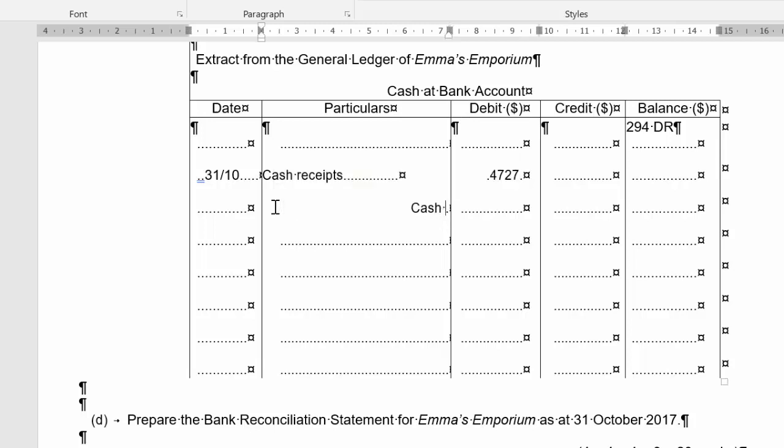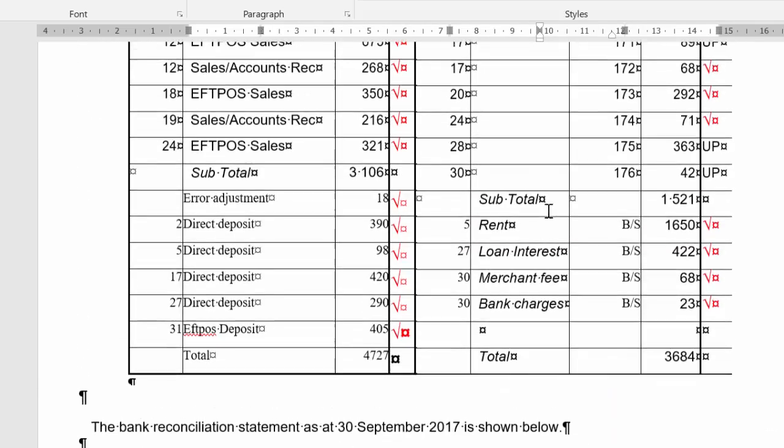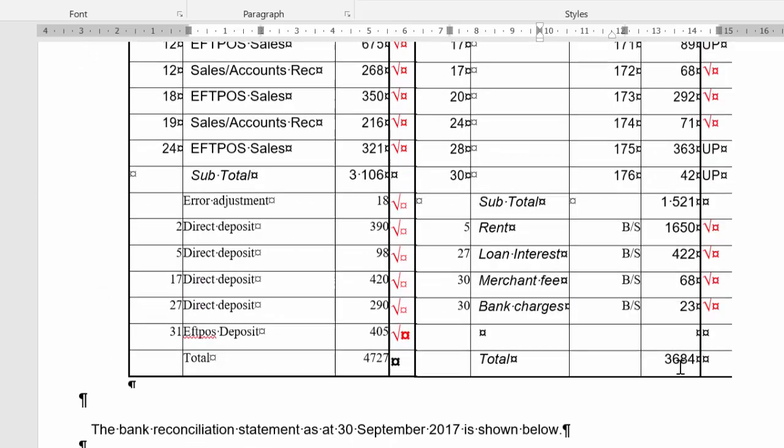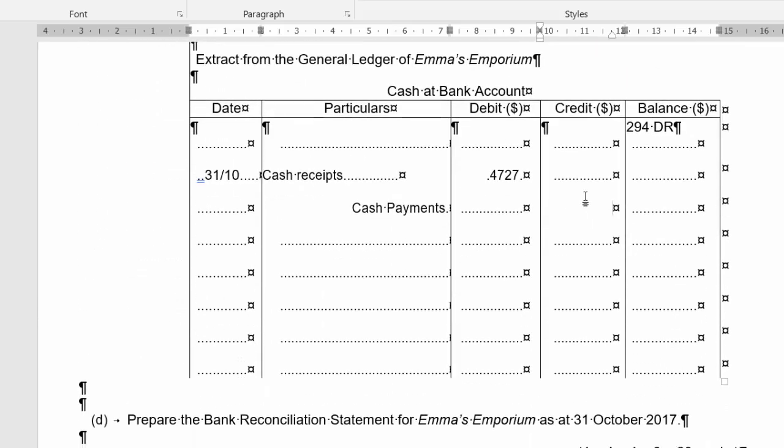And the cash payments is in here. That appears as a credit. Again, I must refer back to up here, and we'll find the total is 3684. So let's put that in. 3684. So I'm going to come up with a new balance here, so I'll put that in. I'll pause while I do that.